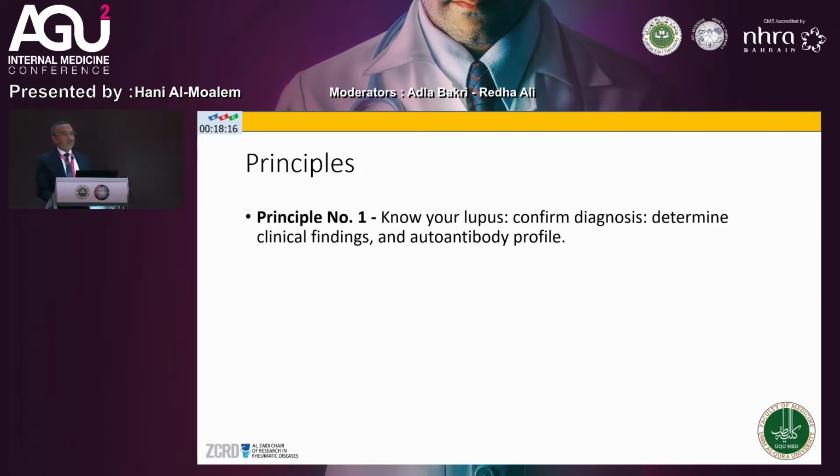So I like principles. I'm an educationalist, so I like teaching with principles. So principle number one, I think all of us agree on this: you have to confirm your diagnosis. Whatever disease you are managing, you have to confirm your diagnosis. You have to determine clinical findings and autoantibodies profile. Why? Because certain disease presentations and manifestations have different management. Lupus is a disease of 1,000 faces and one face. So it has multiple clinical presentations, with different managements for different presentations.